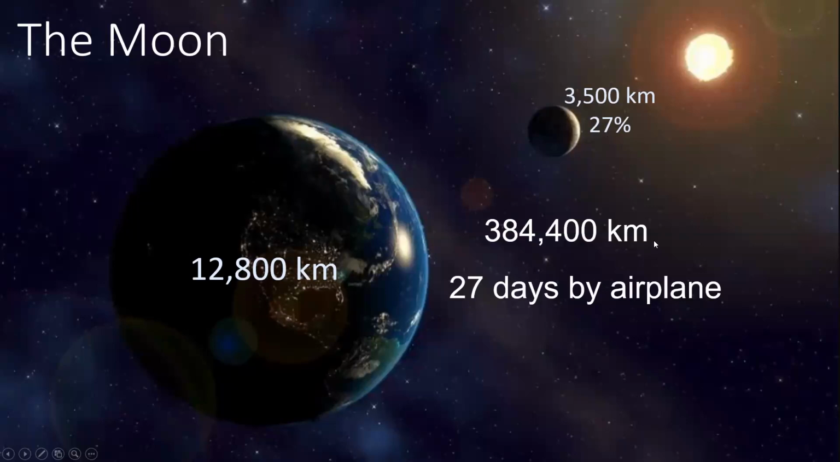It is very small. And the distance of Moon from Earth is 3.844 million kilometers, 0.384 million kilometers. So this is the distance of Moon from Earth, and it takes about 27 days by aeroplane. So if you want to travel by aeroplane, it is going to take 27 days.